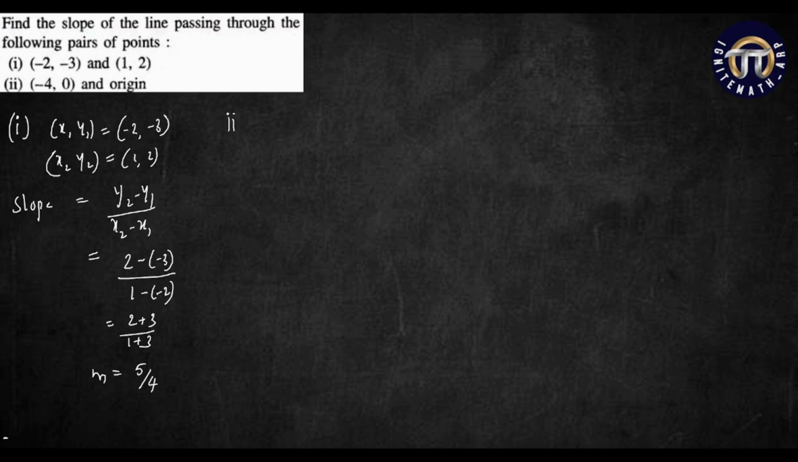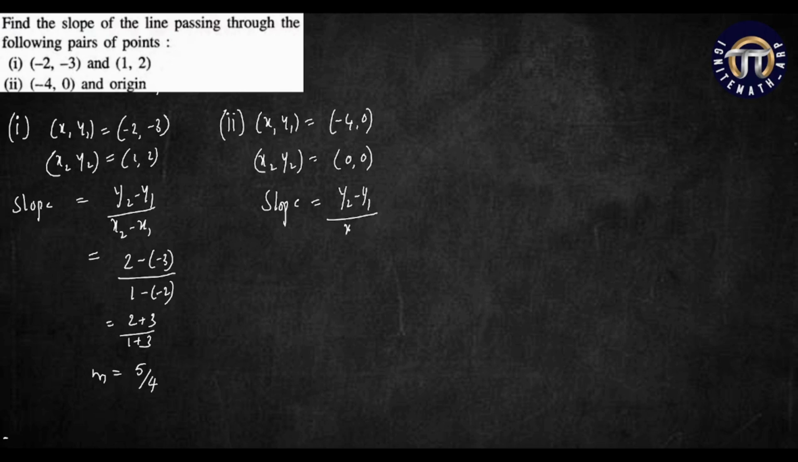Clear, children? So next question, I will take x1, y1 as -4 comma 0 and x2, y2 as origin. That means coordinate of origin is 0 comma 0. So slope of the line on which these points lie is given by y2 minus y1 by x2 minus x1. So here 0 minus 0 by 0 minus of -4. So that is 0 by 4, that is equal to 0.